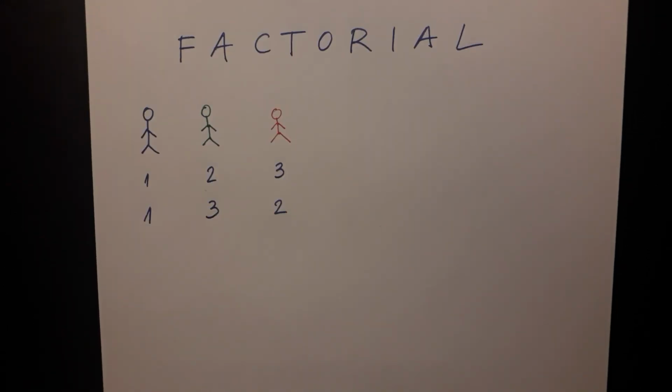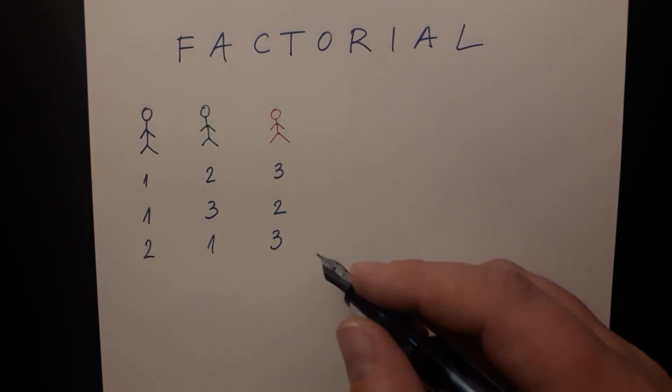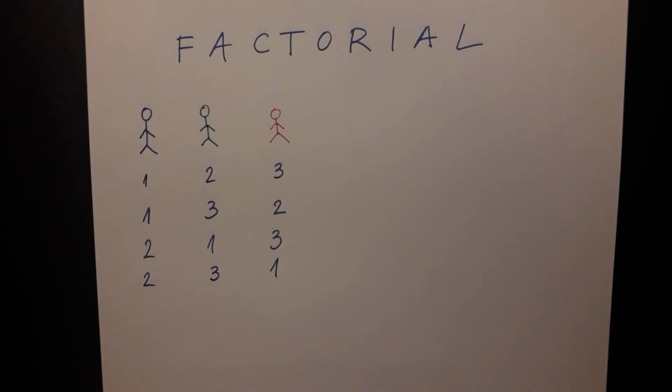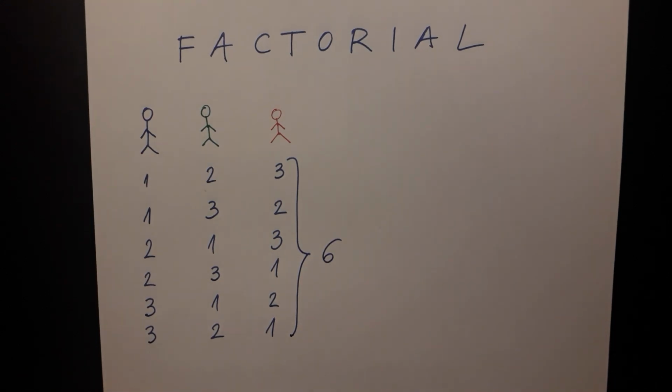Another possibility is that the second person is first, and then we have the other 2 like this, so 2, 1, and 3. Or we can switch these last 2 and we get 2, 3, 1. Same with the third person, so 3, 1, 2, or 3, 2, 1. So these are all the possibilities and we have 6 of them. It would be a lot faster to use a factorial to calculate these 6.